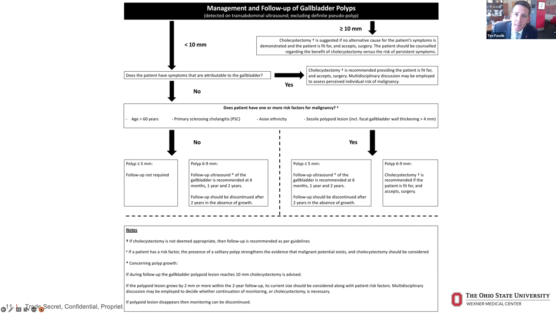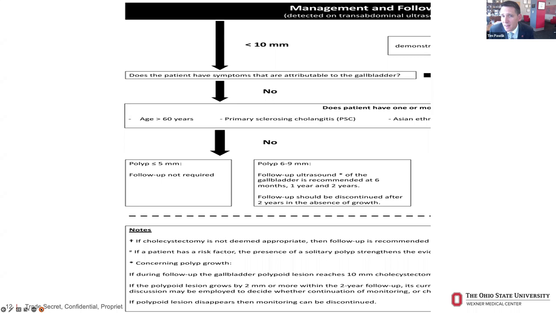And if the polyp is less than 10 millimeters, then the next point in the algorithm is whether the patient has any symptoms or risk factors. The risk factors would include patients who are older, greater than 60, whether they have a history of PSC, whether they're Asian ethnicity, or whether the polyp is sessile in nature, and whether there's any associated wall thickening that's greater than 4 millimeters.